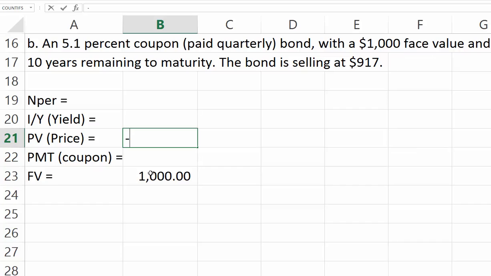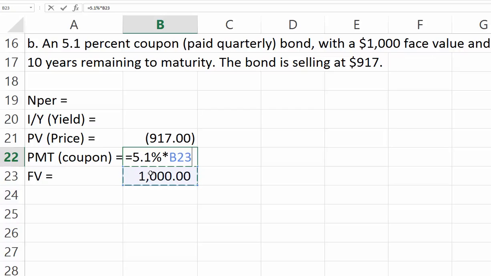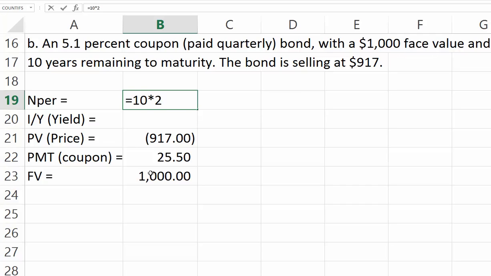The bond is selling for 19. Remember, the price and the future value have opposite signs. We know that the 5.1% coupon is this much. However, this is a semi-annual bond, so we have to divide by 2 to get the semi-annual coupon payment. We also know that the bond has 10 years to go, so twice as many semi-annual periods.